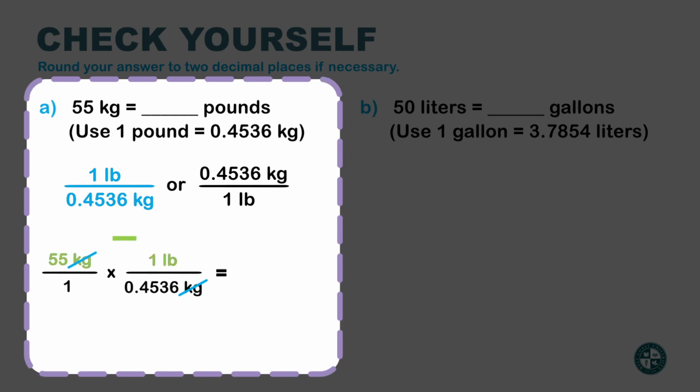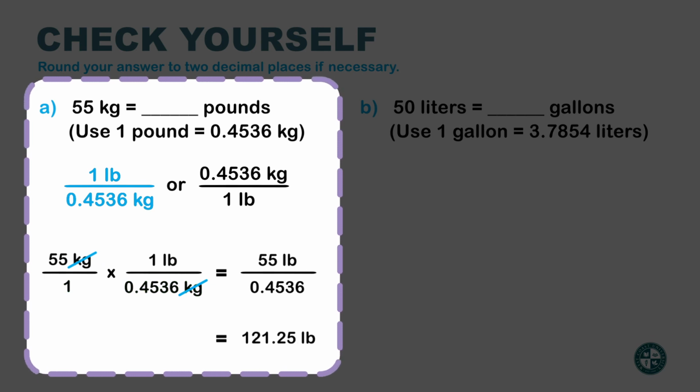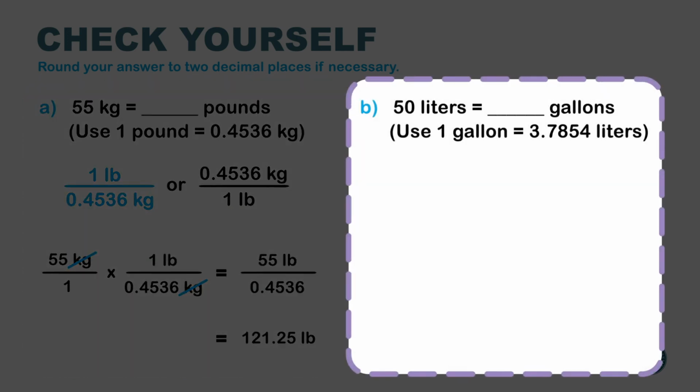Now you multiply top with top, bottom with bottom, and then simplify. Most likely you're going to have to do some rounding. So here I rounded to 2 decimal places. Same thing when I do the second one.